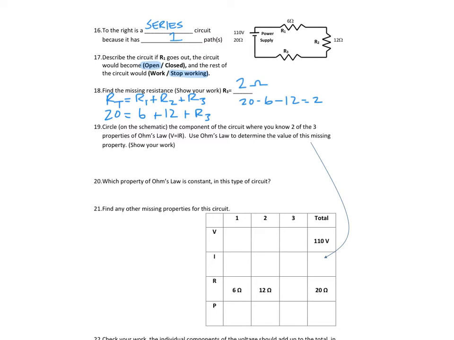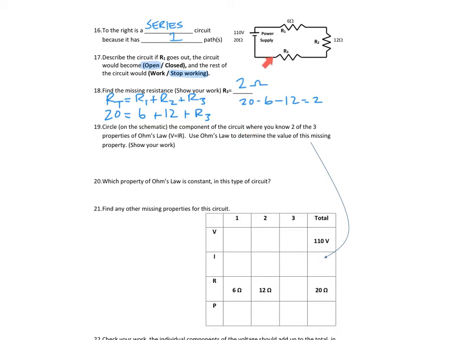On the schematic, I want to circle the component of the circuit where I know 2 of the 3 properties of Ohm's law. In R1, I only know 1 component. In R2, I only know 1. In R3, I only know 1. It's 2. I just figured it out.